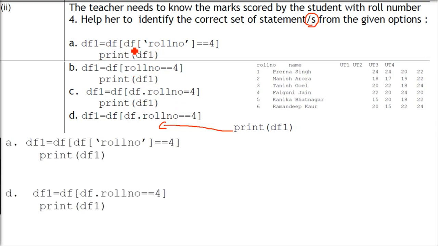So you have df, then inside df, in the square brackets, you are giving a condition: df roll number equals 4. You can also do it like this: inside df only, in the square bracket, df.rollno equals 4. So both of these are the same, and they will give you the same result.